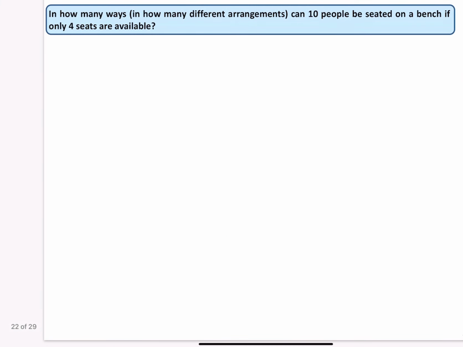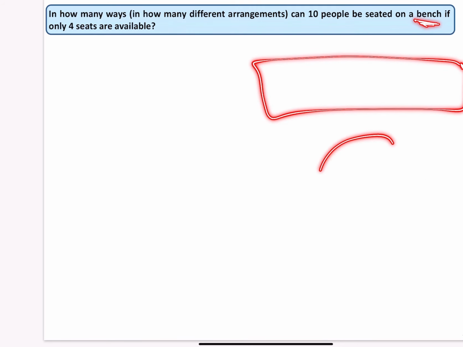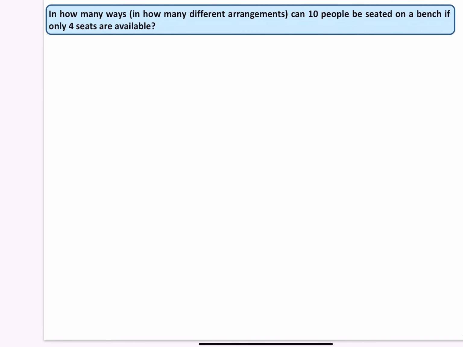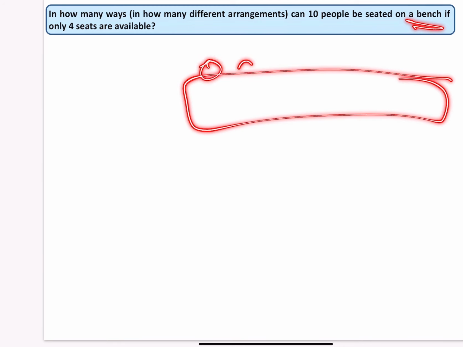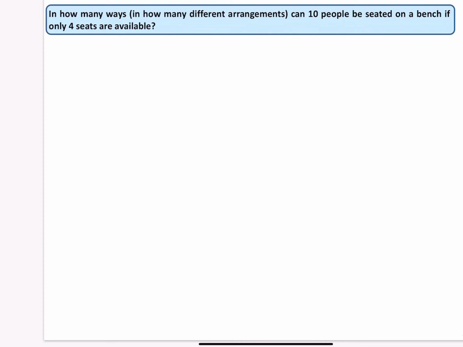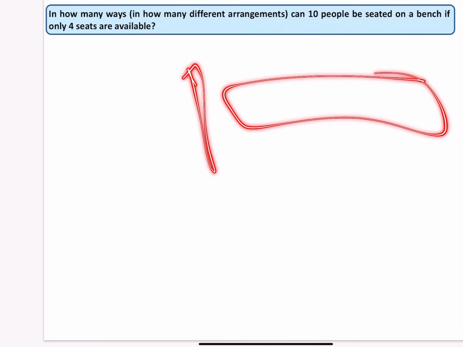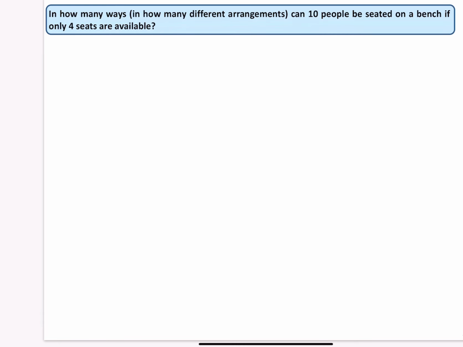this is the example. In how many different arrangements can 10 people be seated on a bench? What is this bench? A circular bench? No, the bench is a longitudinal bench. It's not a circular table. But here it is permutation, because it is on a bench. So it differs who will sit first, who will sit second, and who will sit third, who will be nearest to the board and the professor, and who will be far from it. So it is a permutation on a bench.